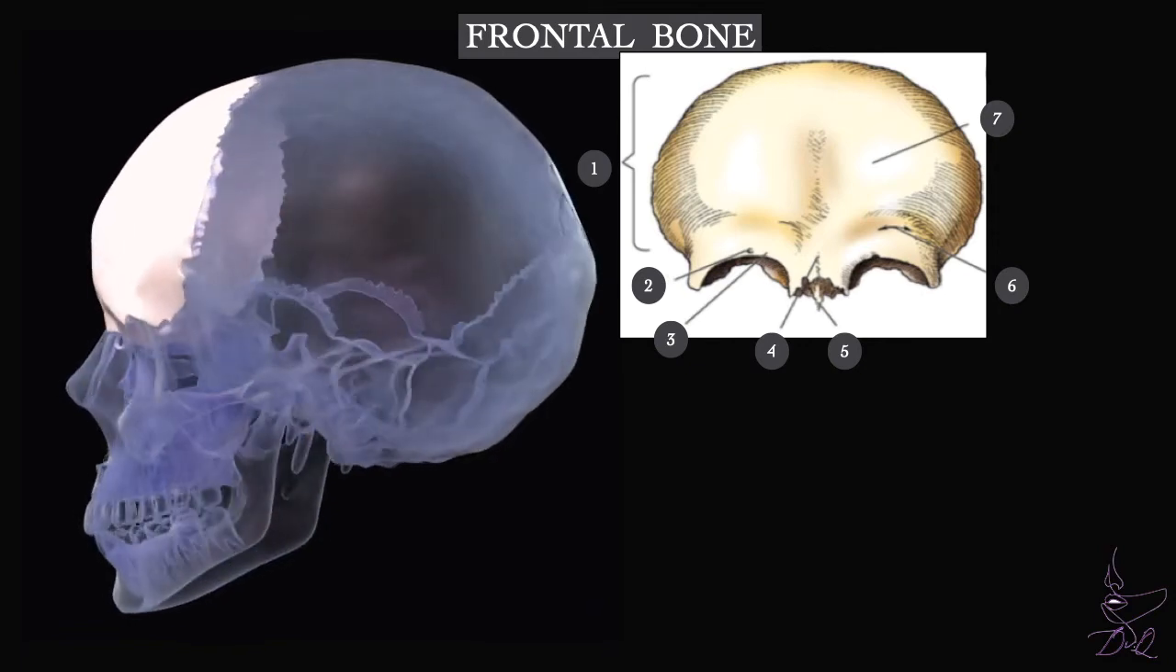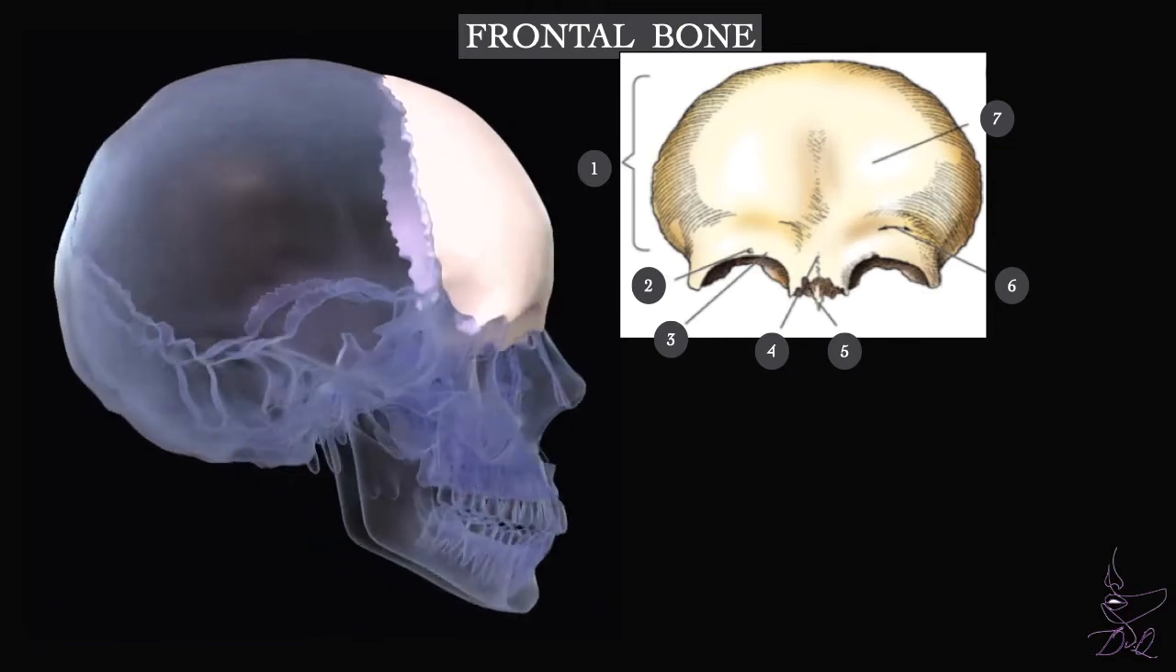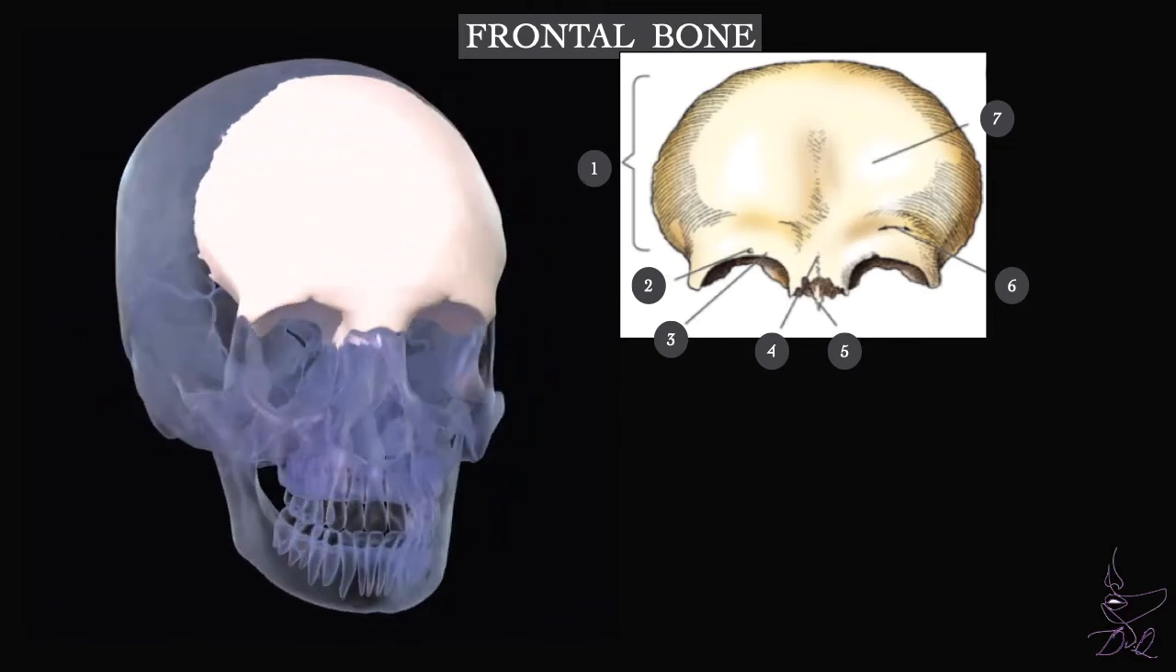The frontal bone. The frontal bone forms the anterior portion of the cranium and also makes the roof and the lateral wall of the orbit. So basically the frontal bone gives the shape to the forehead.